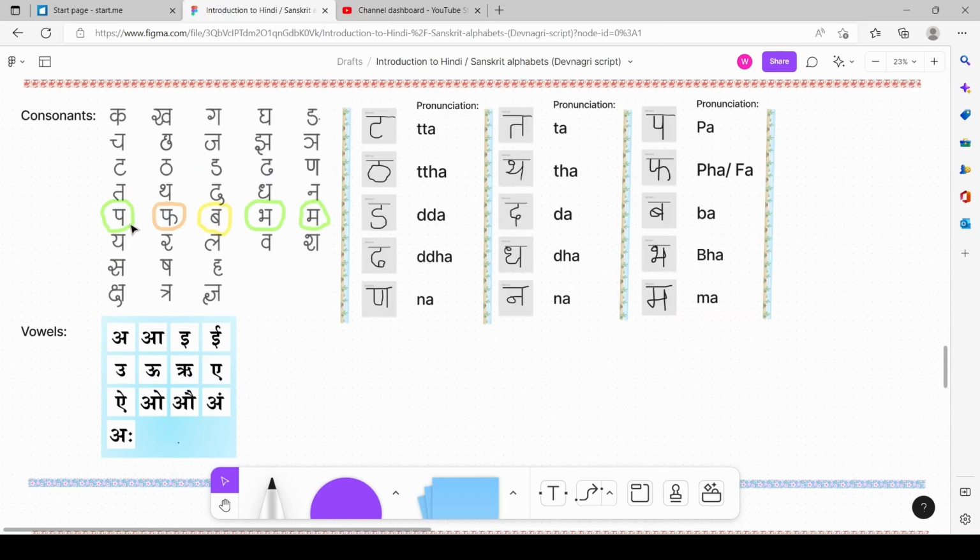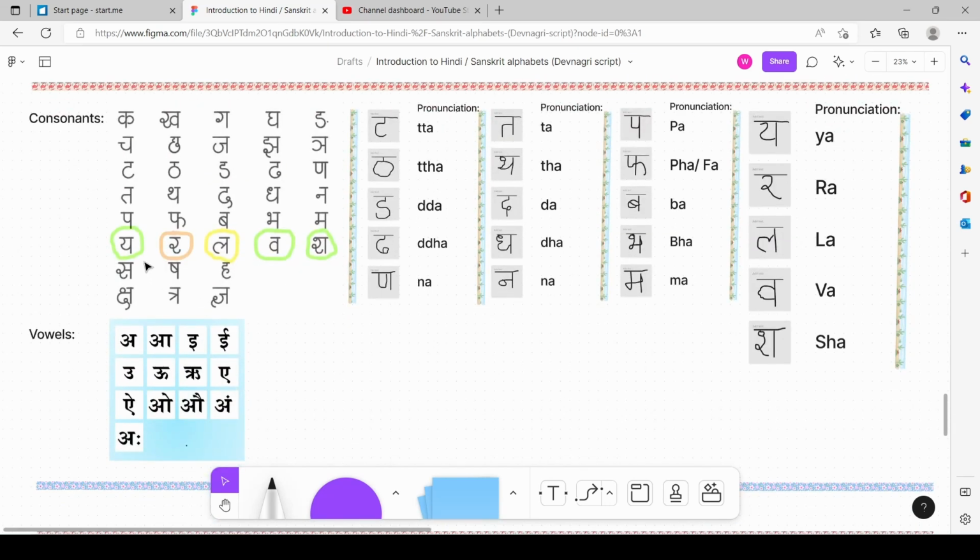And the next ones are pa, fa or pha, ba, bha, ma. The pronunciations are pa, fa, ba, bha, ma.